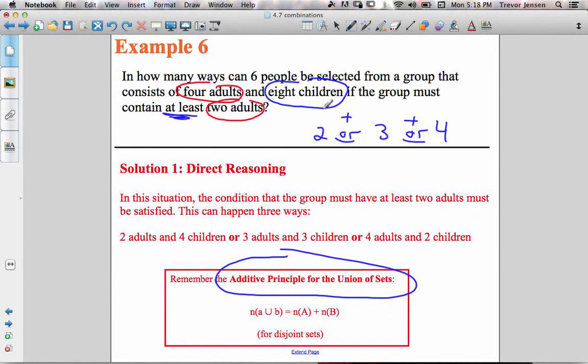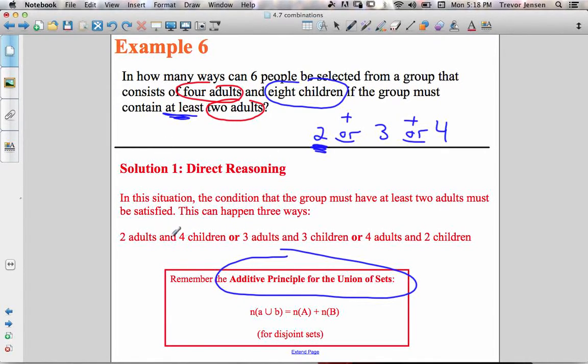So it's how many ways could I have a group with 2 adults? How many ways with 3? How many ways with 4? Add them together. So keep in mind, if I have 2 adults in the group, the group has to have 6 people. That must mean there are 2 adults and 4 children. Or if there are 3 adults in the group, that must mean there are 3 children because I need to have 6 people in the group in total. Or if there are 4 adults in the group, that means the other 2 people must be children in the group.